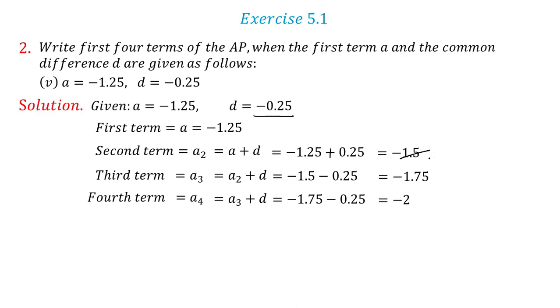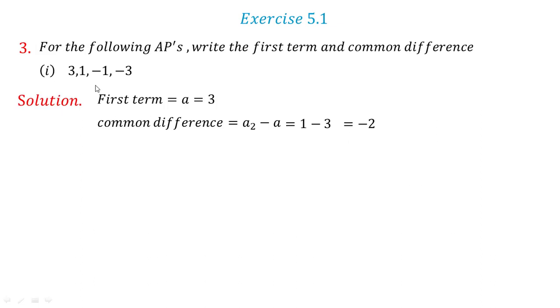Negative number I have to add, that means it is subtraction only. So this is all right, this is perfect, nothing wrong. It is a plus d, so I am not subtracting, I am adding d. So it is minus 1.5, minus 1.75, minus 2, and so on.